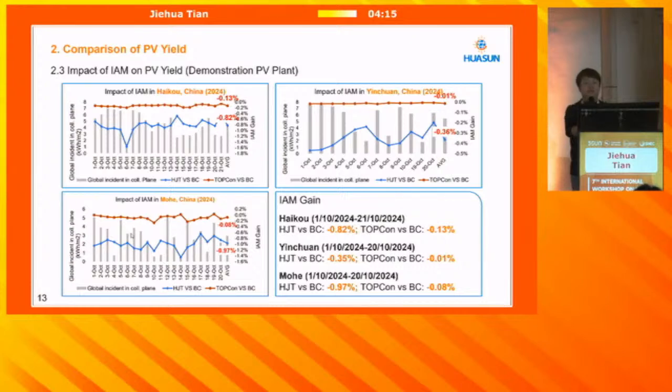This data is based on the PV plant. Compared to BC in Hainan, HJT has 0.82% decline. TOPCon has 0.13% decline. Inner Mongolia and Mohe showed the same trend as Hainan.